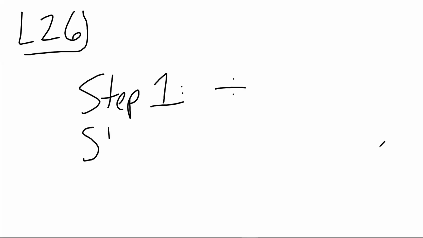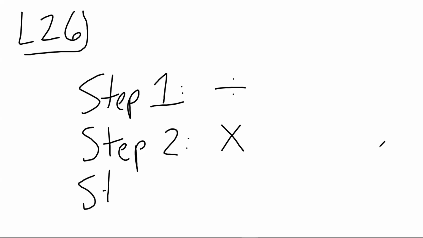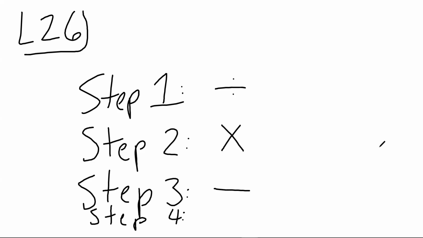Step 2, we multiply and write a number. Step 3, we are subtracting and then writing the number. And then finally, step 4, bring down the next digit. I'll draw an arrow, bring down the next digit.